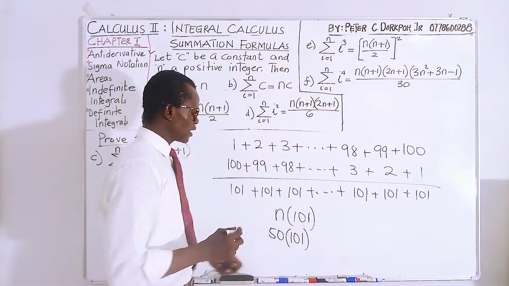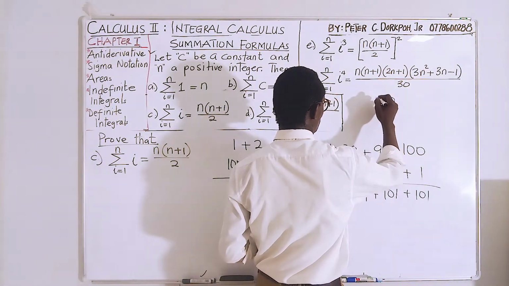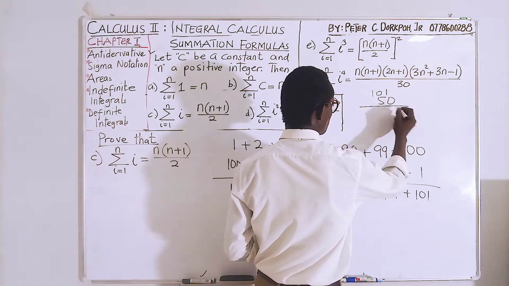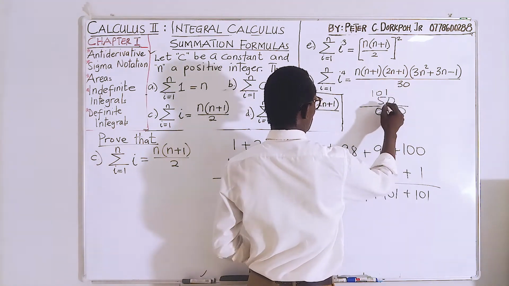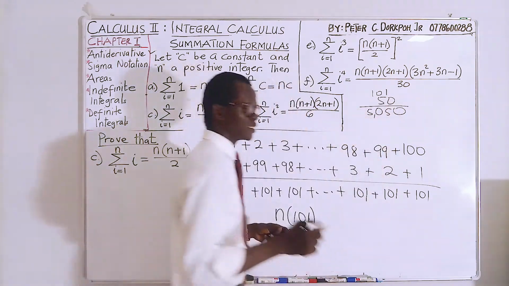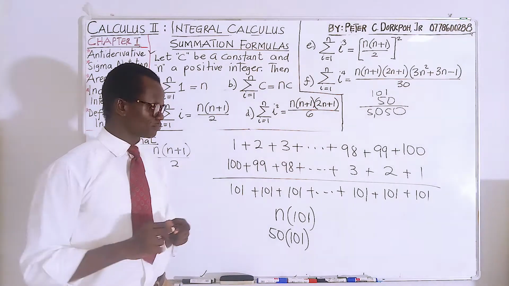So we must multiply 101 by 50. So it's 50 times 101. We just bring this zero down. 5 times 1 is 5, 5 times 0 is 0, and 5 times 1 is 5. 5,050 was Carl Friedrich Gauss' answer to his teacher.